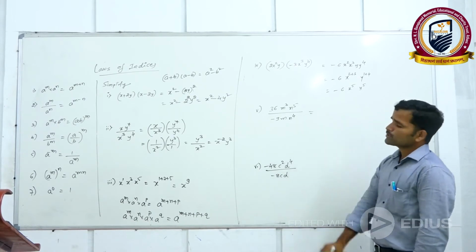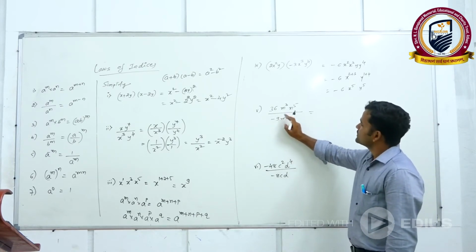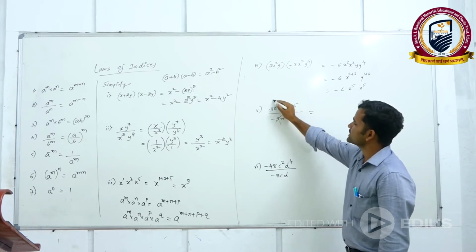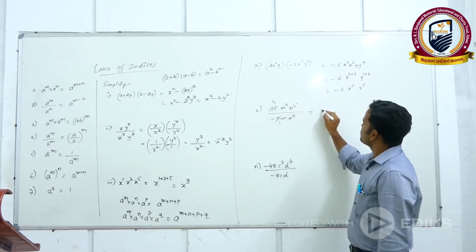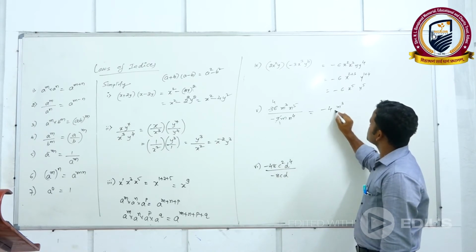Next, coming to problem number 5, these constants we can directly multiply, meaning we can directly divide. 9 ones are 9, 4s are minus 4 into, multiplication is there, m raised to 3 by m.